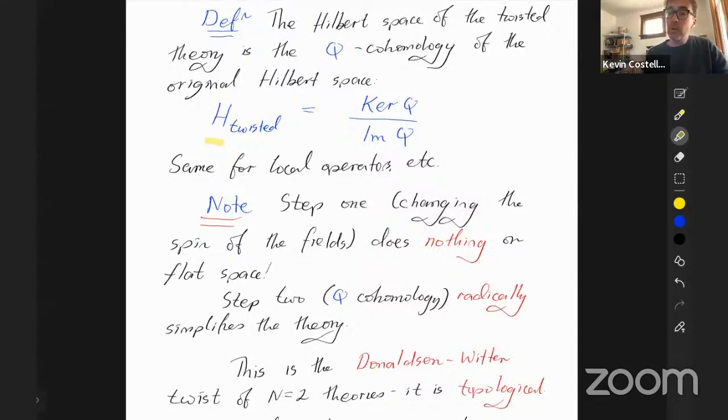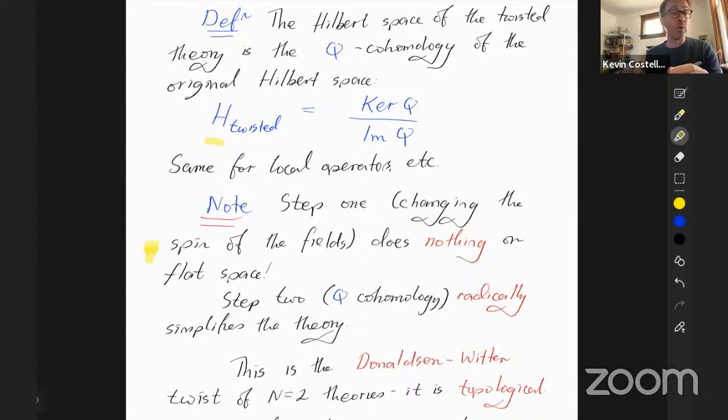If one reads the older literature on twisting, the part which is really emphasized is the first step. This part here, changing the spin of the fields. But for me, I don't think that does very much. In fact, it does absolutely nothing.